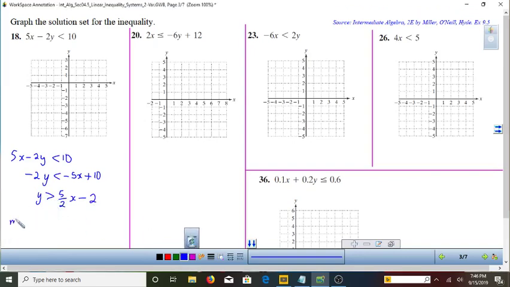So the slope of this line is 5 over 2. The y-intercept is negative 2, or the point 0, negative 2. We are going to use a dashed line because that's a strict inequality.